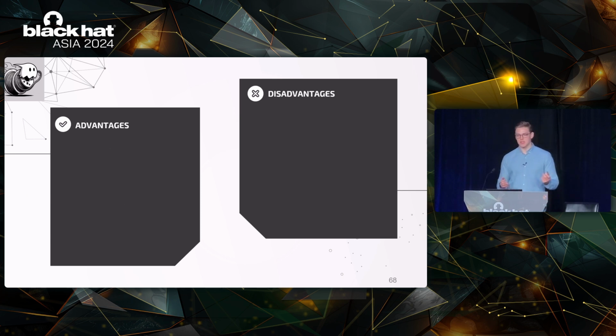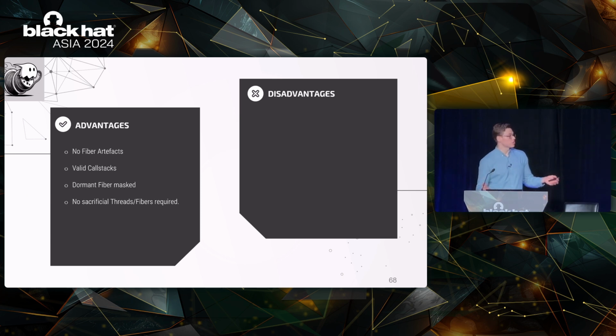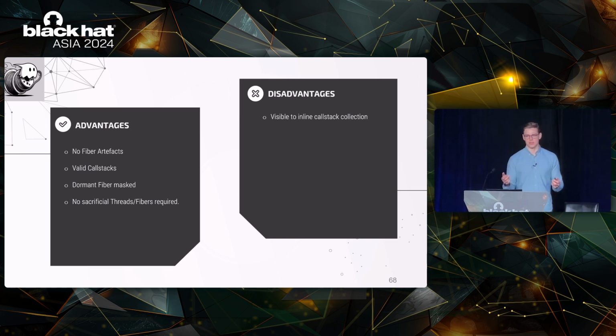And the advantages of using this? Well, we don't have any fiber artifacts, so we can't be targeted specifically by a memory scanner. We have valid call stacks, like before. In addition, we also have the dormant fiber masked, and we also haven't created any sacrificial threads. The disadvantage is that we still don't protect ourselves against real-time call stack collection if our payload is going to be triggering that.